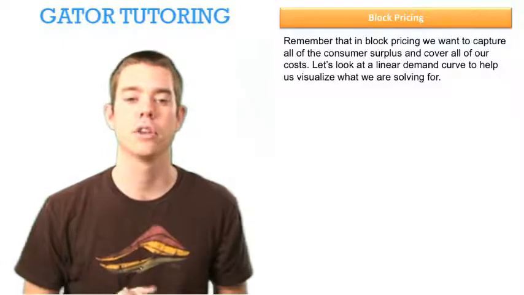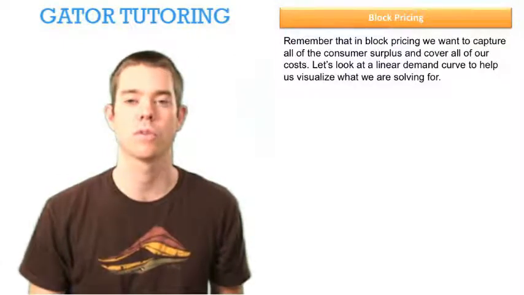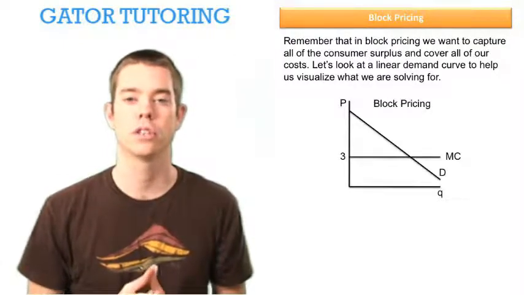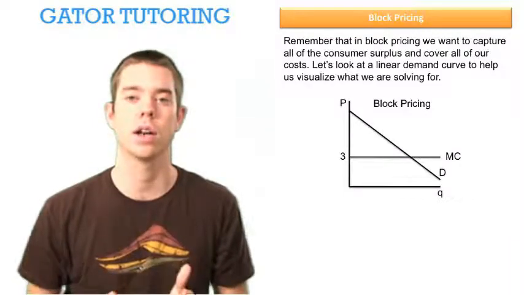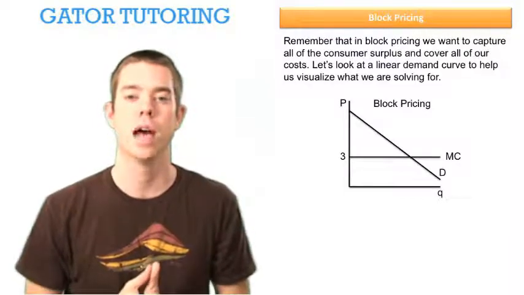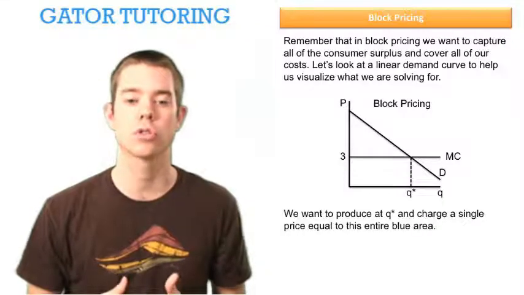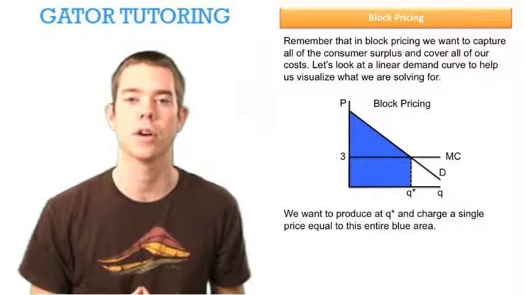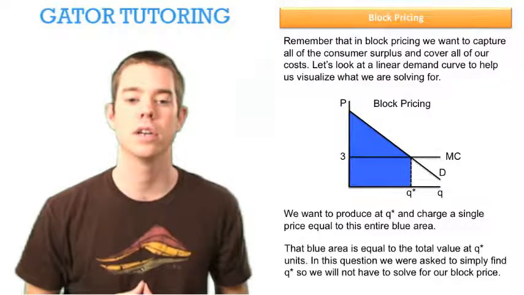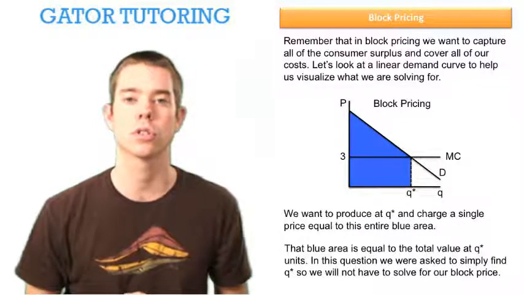And so let's look at a linear demand curve to help us visualize what we're solving for. We notice that in this graph we have a straight line drawn for inverse demand, and we have our marginal cost curve drawn, and we see that we want to produce at Q star units and charge a single price equal to this entire blue area. That blue area is equal to the total value at Q star units.